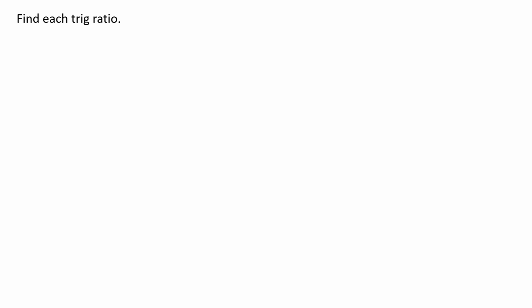Find each trig ratio. Okay, so same deal. So we need sine of angle theta. So, opposite theta is square root of 7. But what's the hypotenuse? I have to know the hypotenuse to answer the question. Hey, there's a right angle. We know what we can use. The Pythagorean theorem, a squared plus b squared equals c squared. Right? If I know two sides of a right triangle, I actually know all three sides of a right triangle.